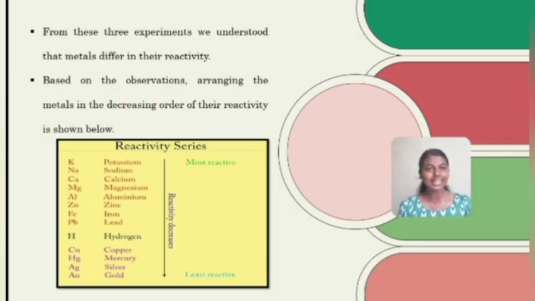So, from these three experiments, we understood that the metals involved in the reactions show a peculiarity: they differ in their reactivity. Yes, we can observe that metals differ in their reactivity. So, based on these observations, arranging the metals in the decreasing order of their reactivity is shown in this picture. The reactivity series of these metals is represented in these pictures.